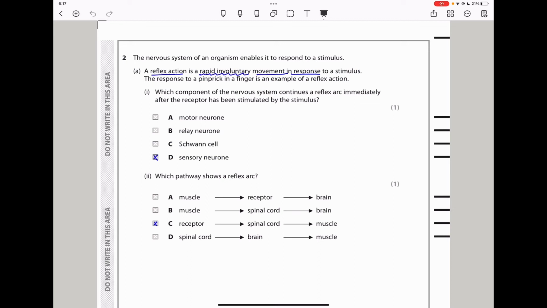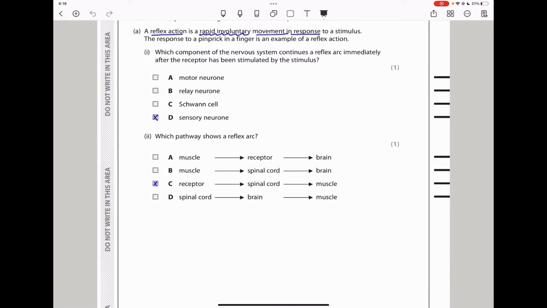Question 2. The nervous system of an organism enables it to respond to a stimulus. A reflex action is a rapid involuntary movement in response to a stimulus. The response to a pinprick in a finger is an example of a reflex action. They say, which component of the nervous system continues a reflex act immediately after the receptor has been stimulated by the stimulus? This is a receptor, and this is going to cause the generation of an impulse, which is going to be carried by the sensory neuron towards the central nervous system. So the answer here should be a D.